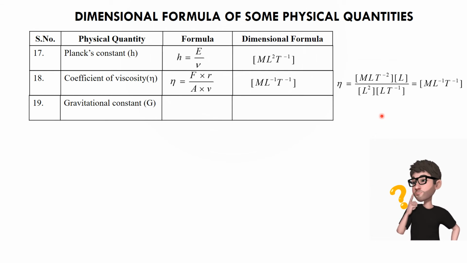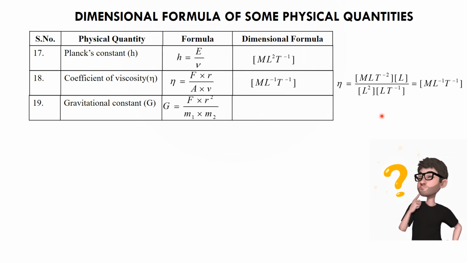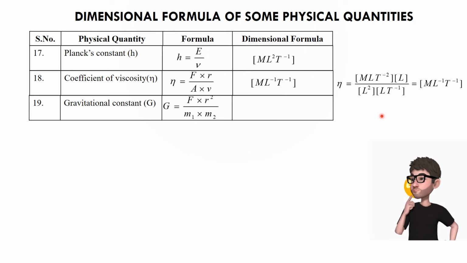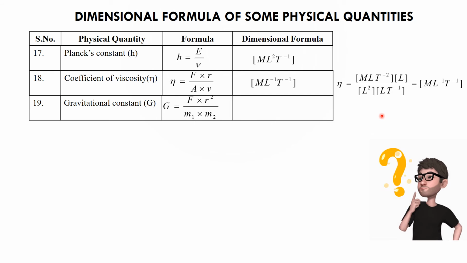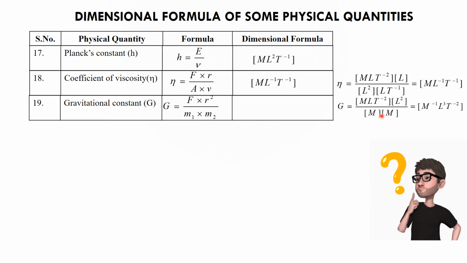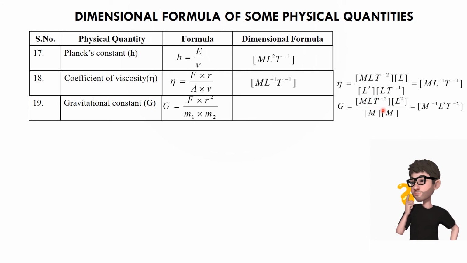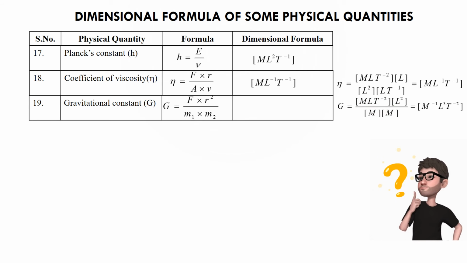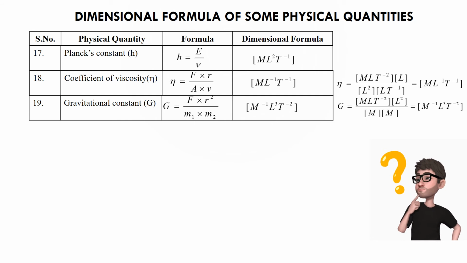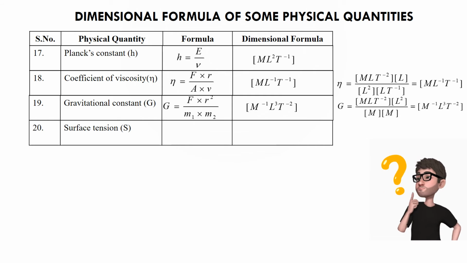Gravitational force constant, capital G. It is F R^2 upon mass 1 into mass 2. Now G is equal to, force is MLT^-2, R square is L square, and M into M. So 1 M cancels out. What am I getting? M^-1 L^3 T^-2.